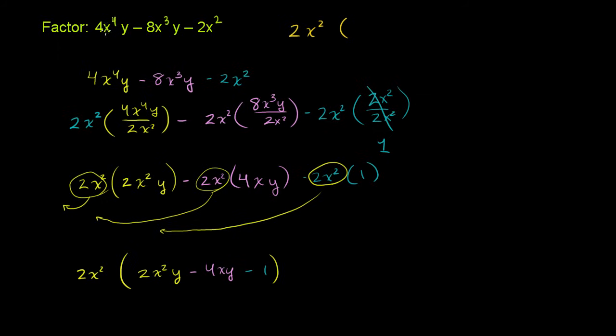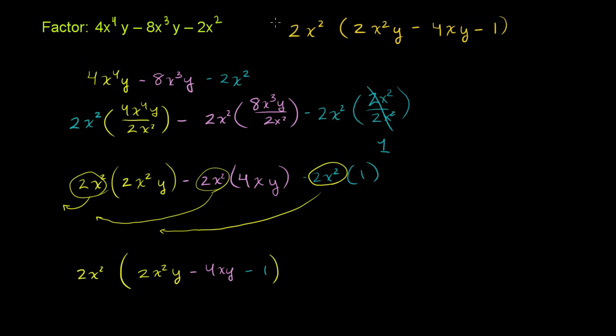And what's this divided by 2x squared? Well, 4 divided by 2 is 2. X to the fourth divided by x squared is x squared. Y divided by 1. There is no other y degree that we factored out, so it's just going to be y. And then you have minus 8 divided by 2 is 4. X to the third divided by x squared is x. And then you have y divided by 1, which is just y. And then you have minus 2 divided by 2 is 1. X squared divided by x squared is 1. So 2x squared divided by 2x squared is just a 1.